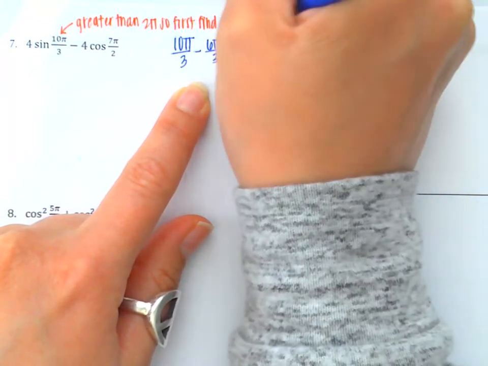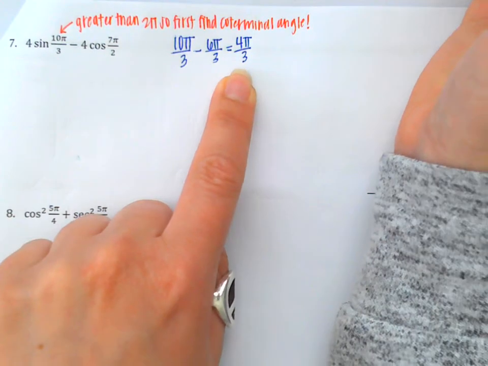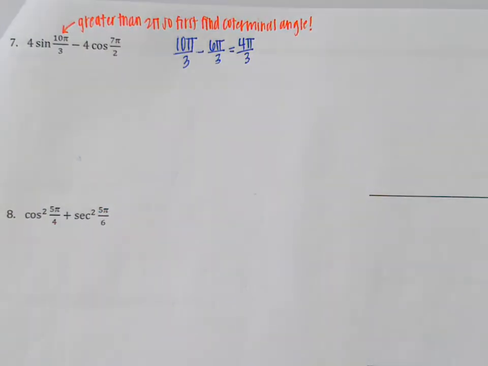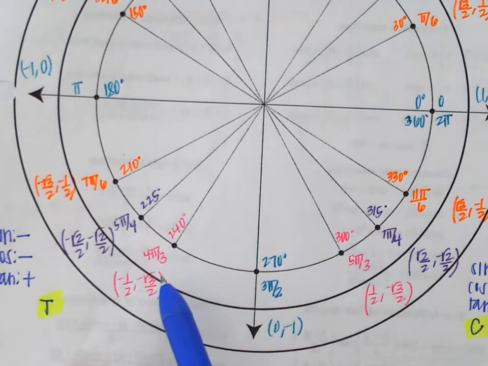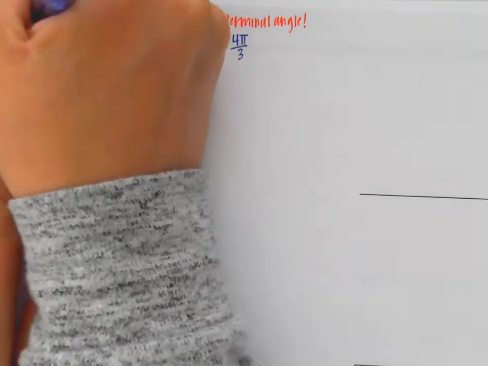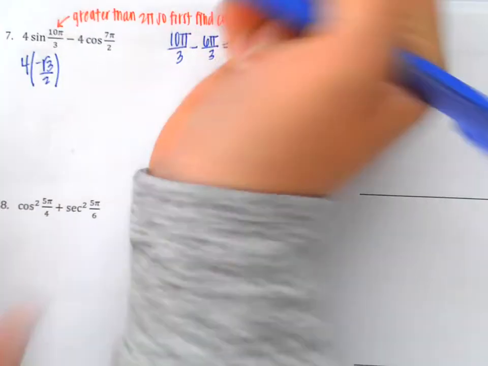You have to subtract with a common denominator, so that would be subtracting 6 pi over 3 to get 4 pi over 3. Again, I'm going to show you the unit circle method first. The sine of 4 pi over 3: I'd find 4 pi over 3 on my unit circle, and sine is my y value, so it'd be negative rad 3 over 2. So 4 times negative rad 3 over 2.